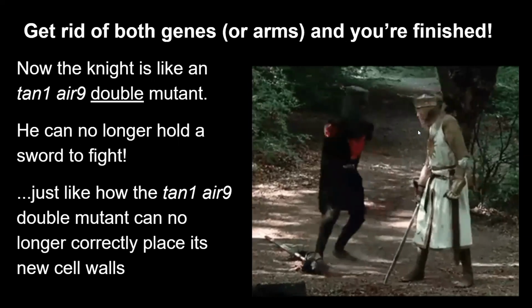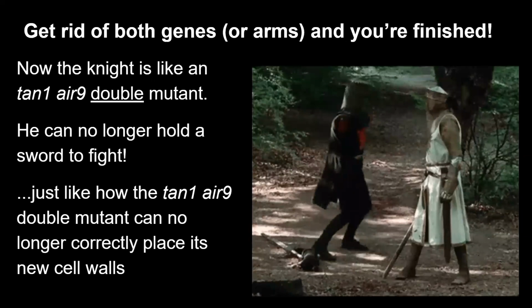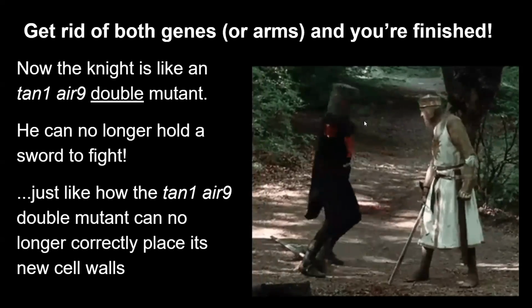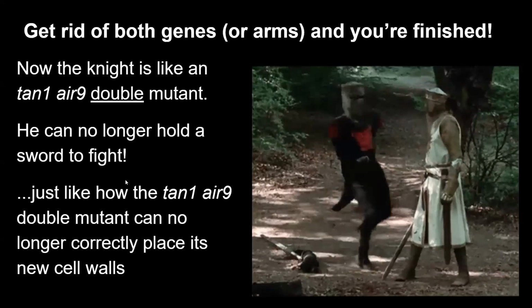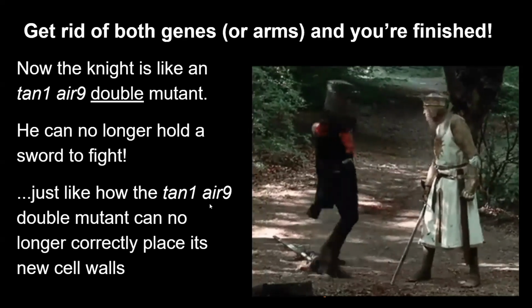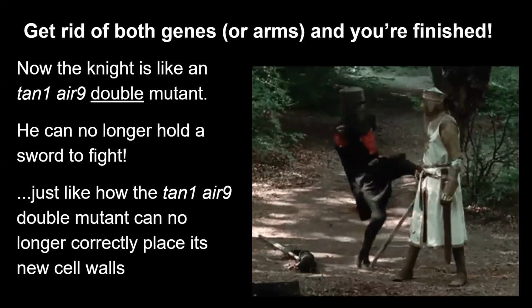However, if you get rid of both arms or both genes, now this knight is like the tan1 ar9 double mutant. He can no longer hold his sword, and he can no longer fight. Just like the tan1 ar9 double mutant no longer has either gene, so it can no longer correctly place its new cell walls.